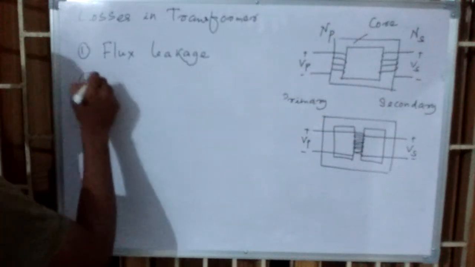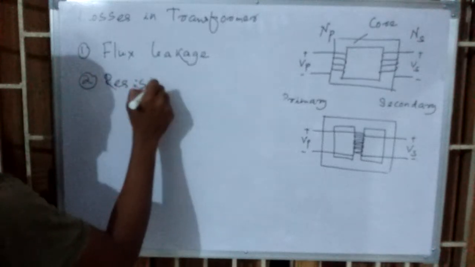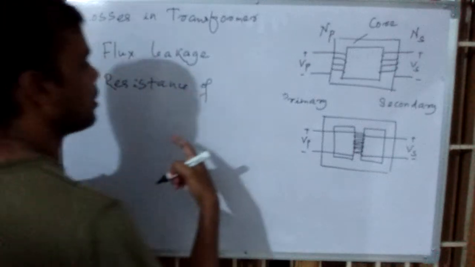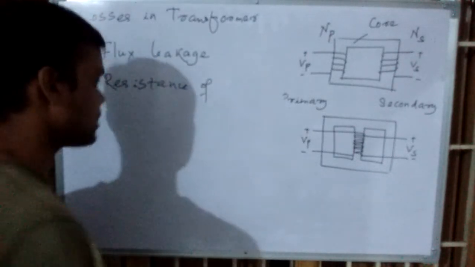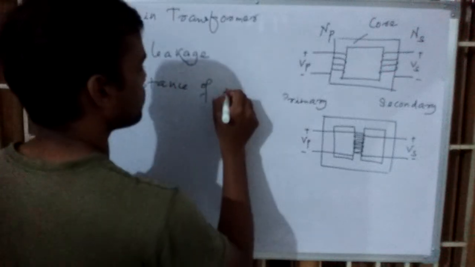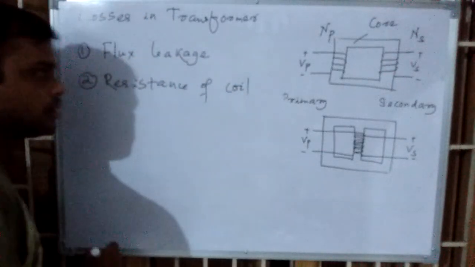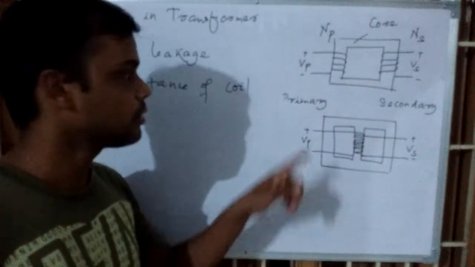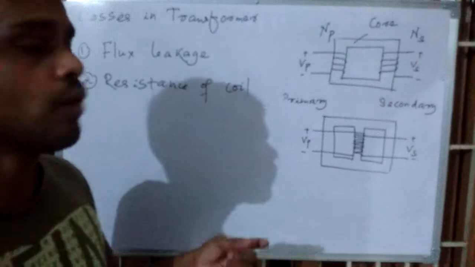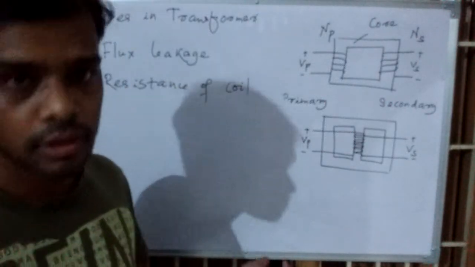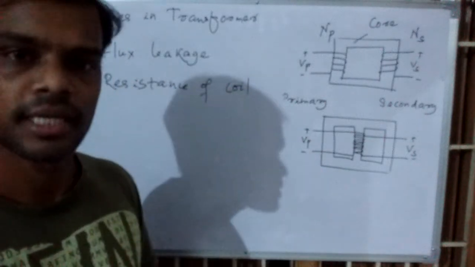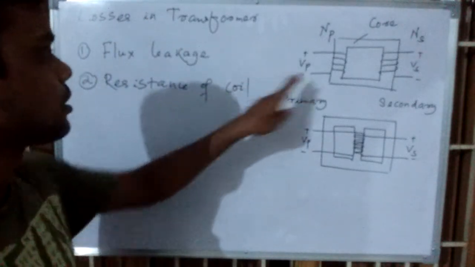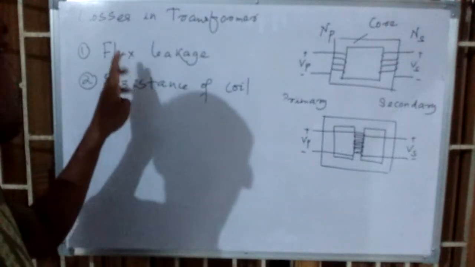So number 2 is resistance of the coil. This is not a flux loss but power loss by resistance. That means power consumed by the coil. You see, a coil is nothing but a wire wound around the core. Wire is a conductor, definitely, but it is not a superconductor, because every conductor has some amount of resistance, and that resistance consumes some power. That power is a loss.